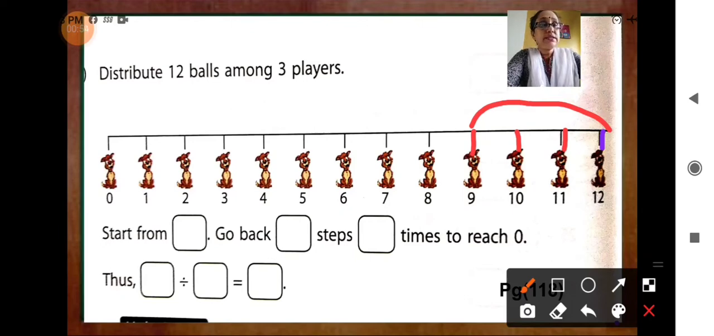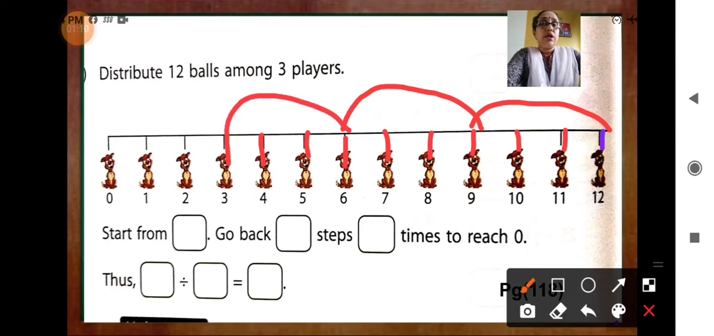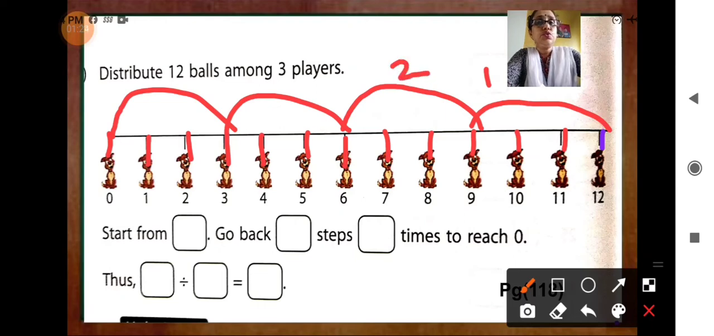Now again 3 steps back. 1, 2, 3. Again jump. 1, 2, 3. Okay. We have reached 3 and 3 steps back. 1, 2, 3. Now we have reached 0. Now count how many times you have jumped. 1, 2, 3, 4.